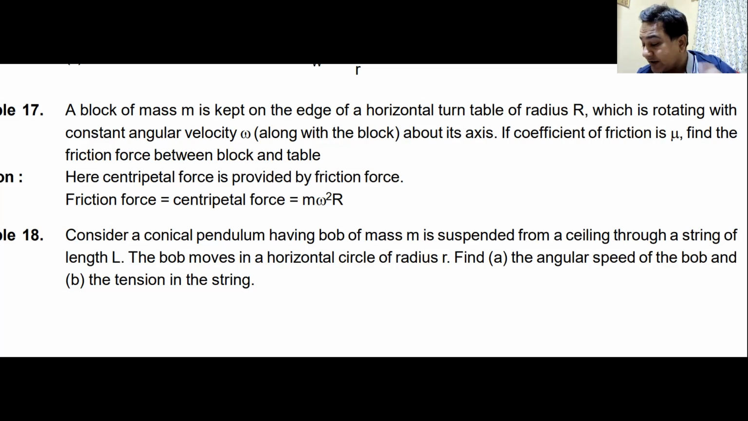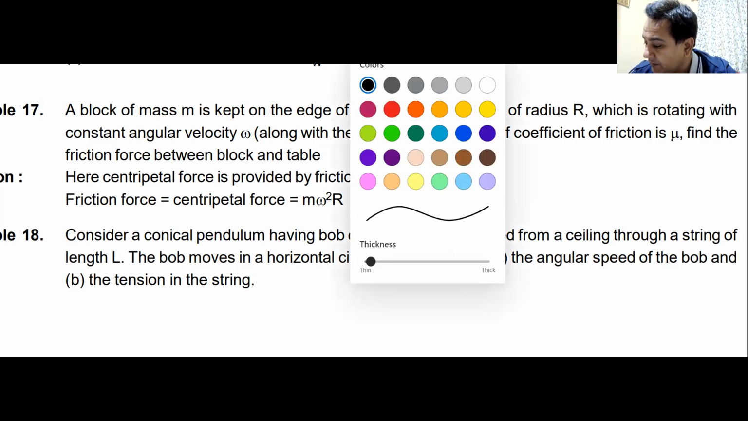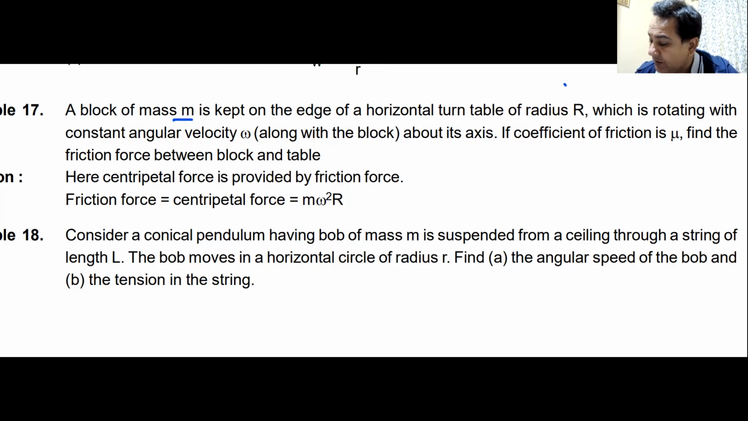The question goes like this. A block of mass m, so m is known, is kept on the edge of a horizontal table.